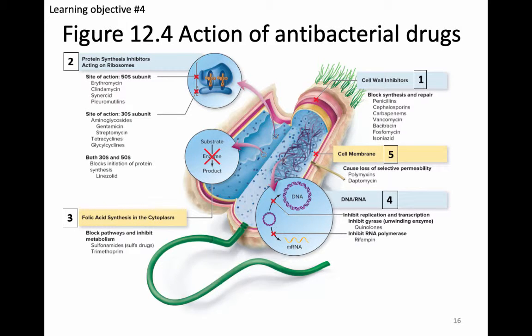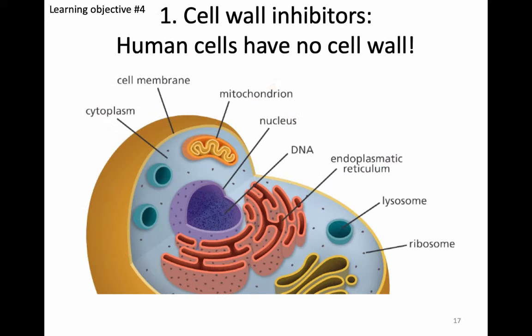The way that antibacterial drugs work is through a number of different cellular targets. Different antibacterial drugs will target different aspects of the bacteria cell. So we're grouping these into 5 categories, and we'll go through each one of them briefly now.